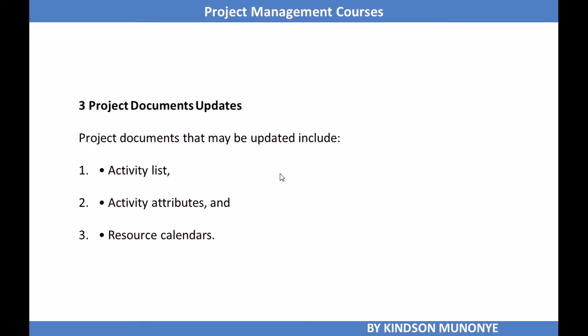The last output is project document updates. These might include activity lists, which might have to be updated in the course of estimating activity resources. Activity attributes might have to be updated, and resource calendars may have to be updated. All these are project documents that may need to be updated in the course of estimate activity resources.